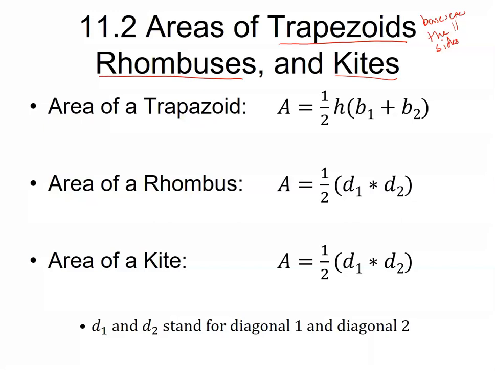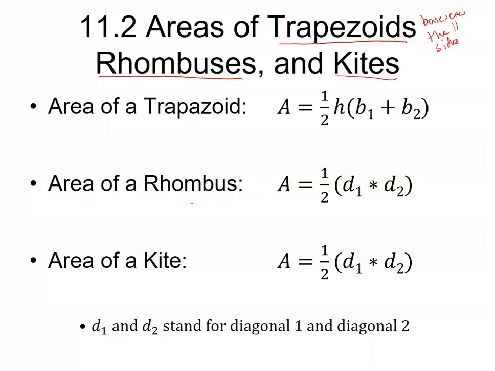Okay. All right. So here we go. Here's the formulas. The area of a trapezoid is half of the height times the 2 bases added together. Okay. Half of the 2 bases added together and the height. All right. And you'll notice that the formulas to find the area of a rhombus and the area of a kite are actually the same. And that's because the reason why these formulas work is because of something that is true about both a rhombus and a kite.